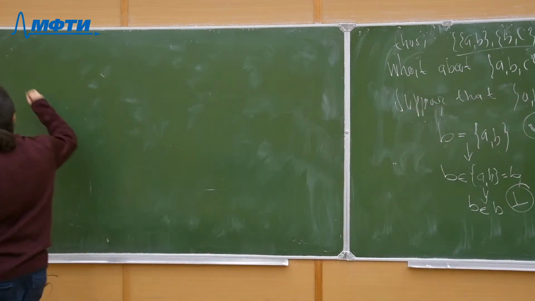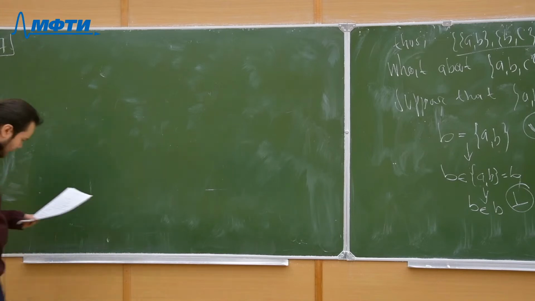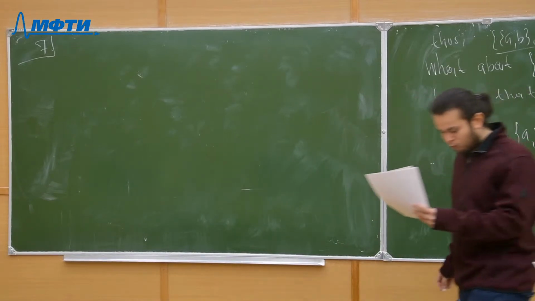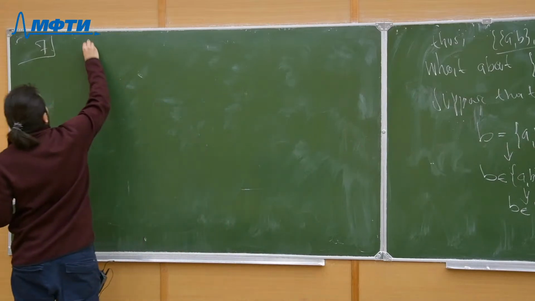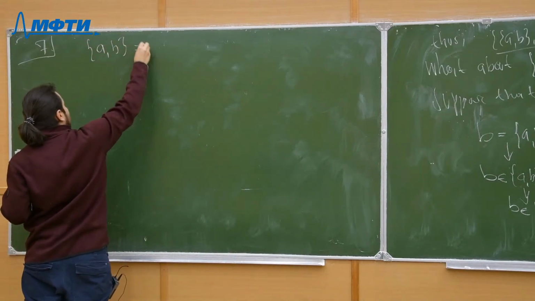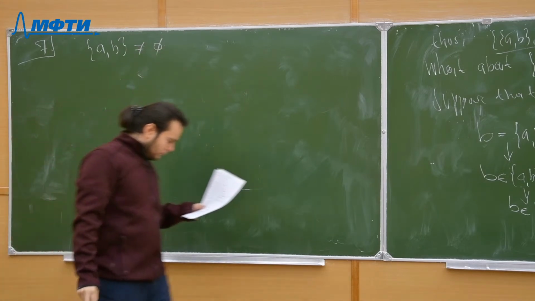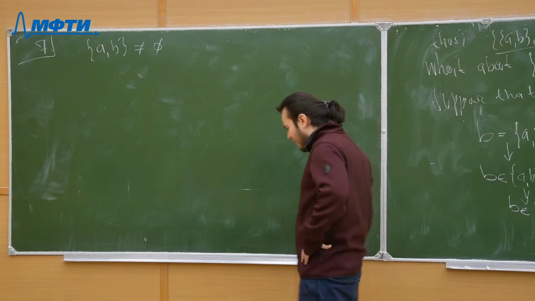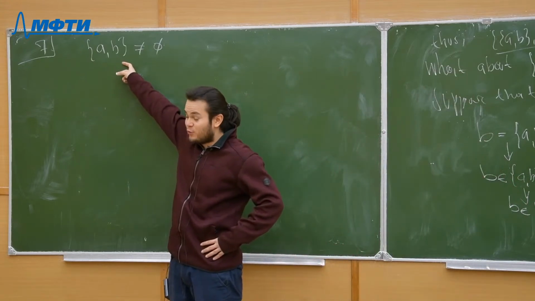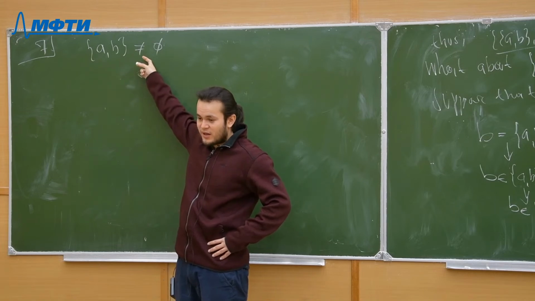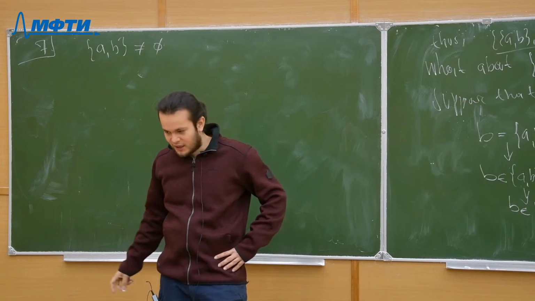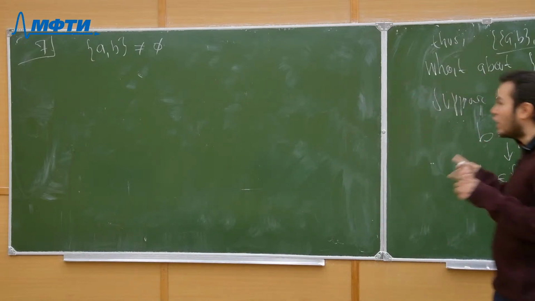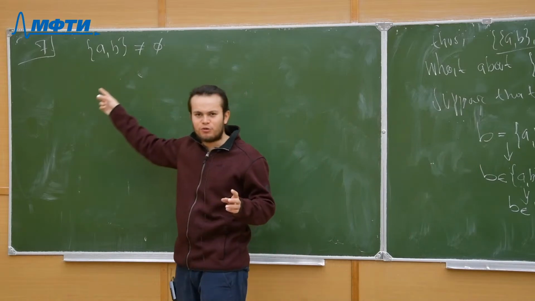So number 7. Prove that the following sets are not equal. So let's prove that the set A with elements A, B is not equal to the empty set. Of course, this is quite obvious. I mean, this set has 2 elements, and the empty set doesn't have any element, and we know that the empty set is unique, right?